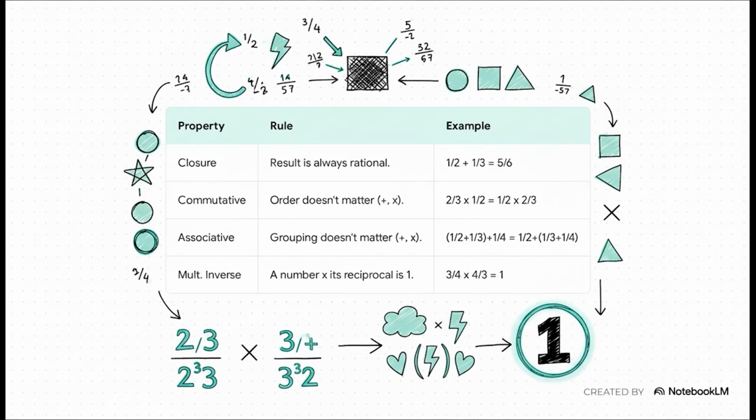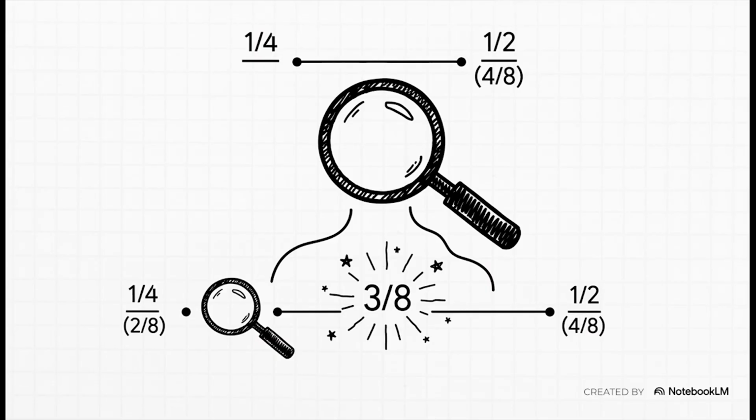Commutative means the order doesn't matter for adding and multiplying. 2 by 3 times 1 by 2 is the same as 1 by 2 times 2 by 3. Associative is about grouping. It doesn't matter which pair you calculate first. And my favorite, the multiplicative inverse. This means any rational number multiplied by its flipped version always equals exactly 1. It's like magic.